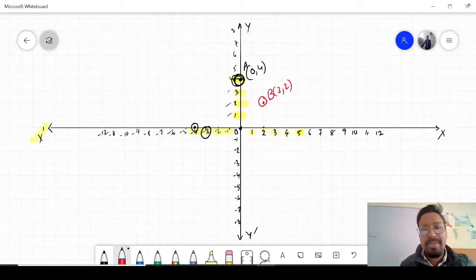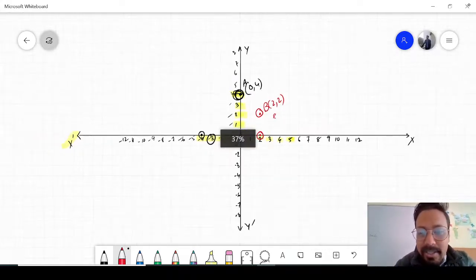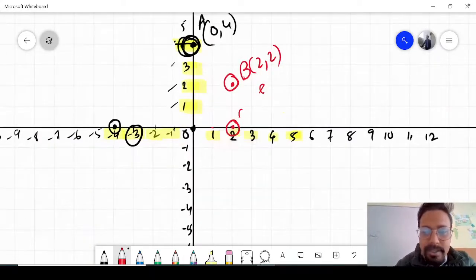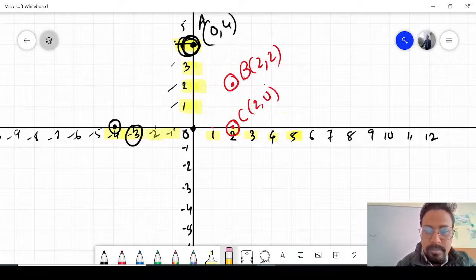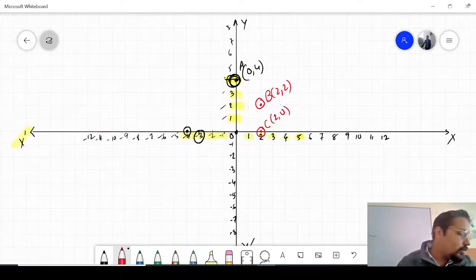Next we have C 2, 0. So in C we have 1, 2. We reach here and we have 2, 0. 0 means no movement towards the y-axis. So it is C. This one is C, sorry. 2, 0. So we have got another point 2, 0.